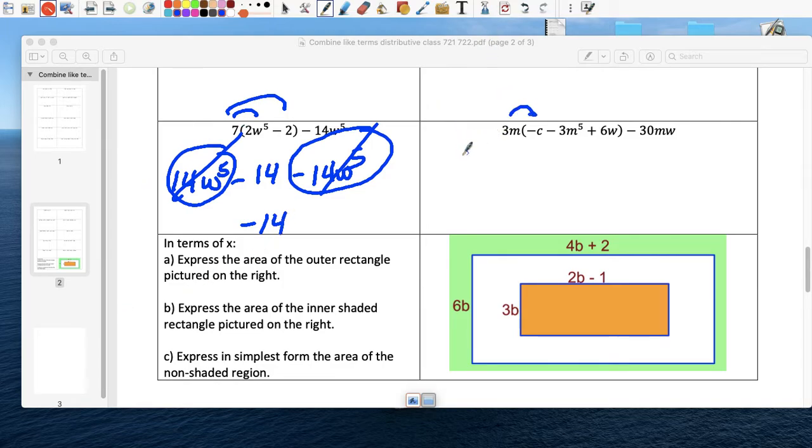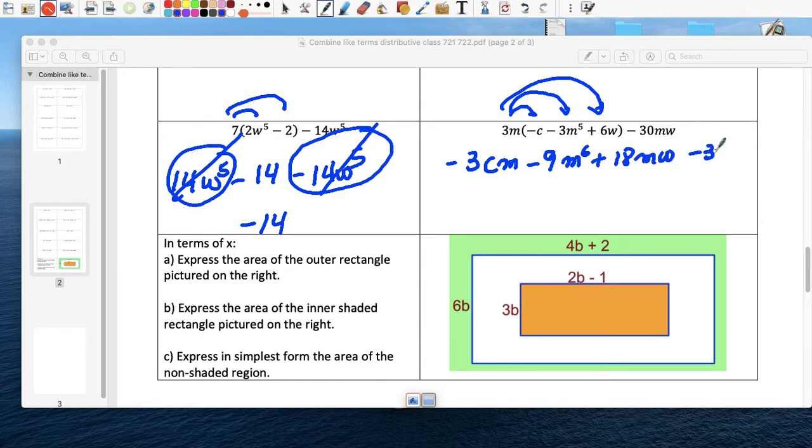Positive times a negative is a negative, and that's negative 3cm alphabetically. The second one is a positive times a negative, which is a negative again. 3 times 3 is 9. M times m to the 5th is m6. Positive times a positive is a positive. 3 times 6 is 18, and then mw. And the minus 30mw.